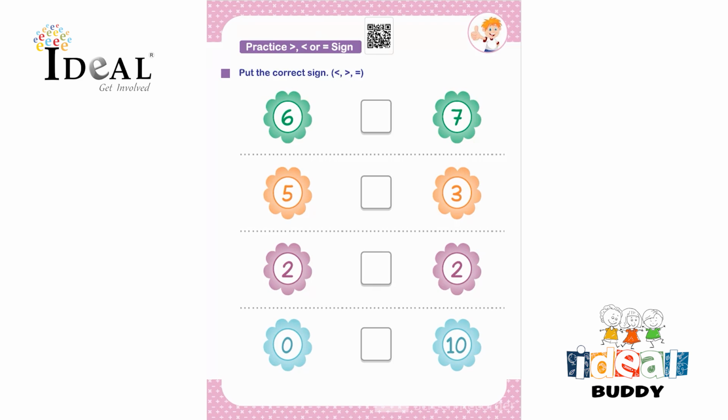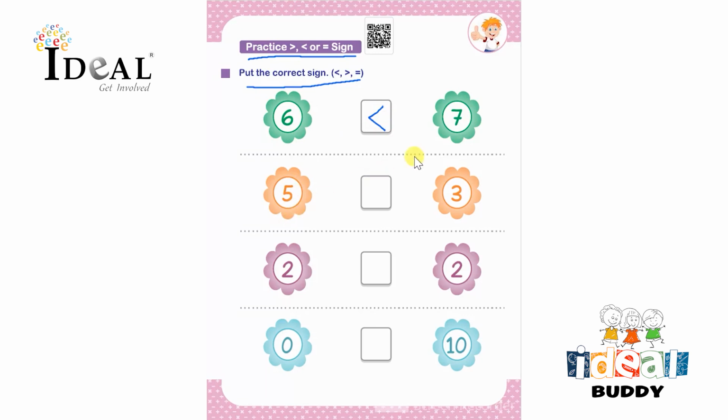Hello everyone. In this page, the child has to practice greater than, less than or equal to sign. So here they have to put the correct sign for comparing the given numbers. So here is the number 6. Here is the number 7. So 6 is less than 7.